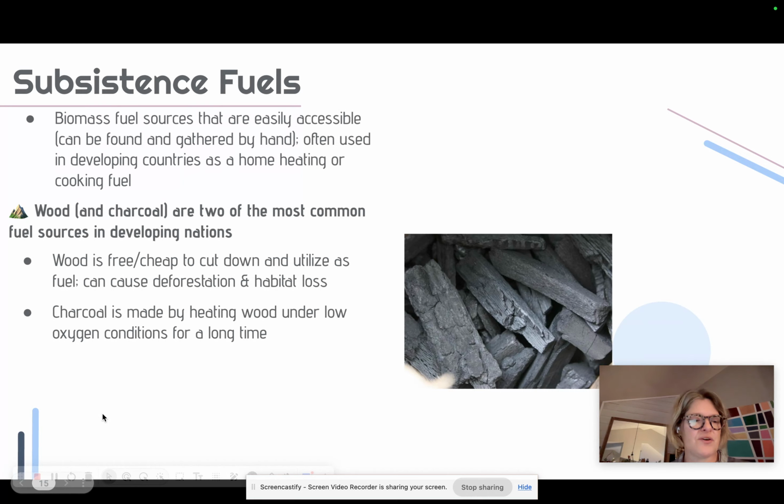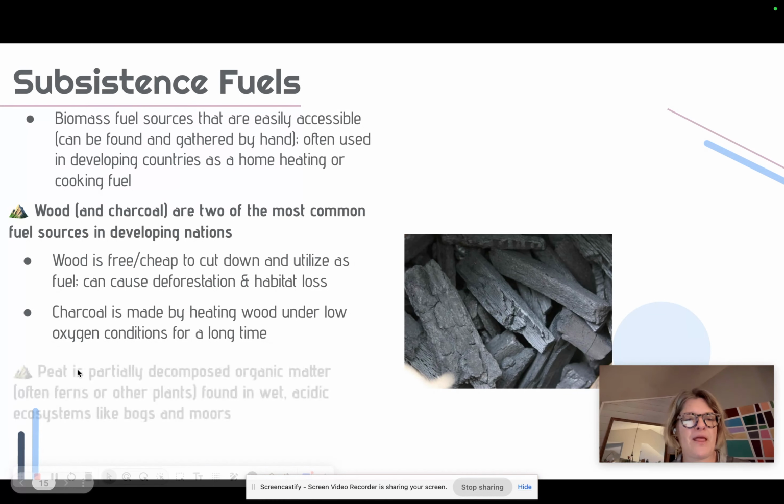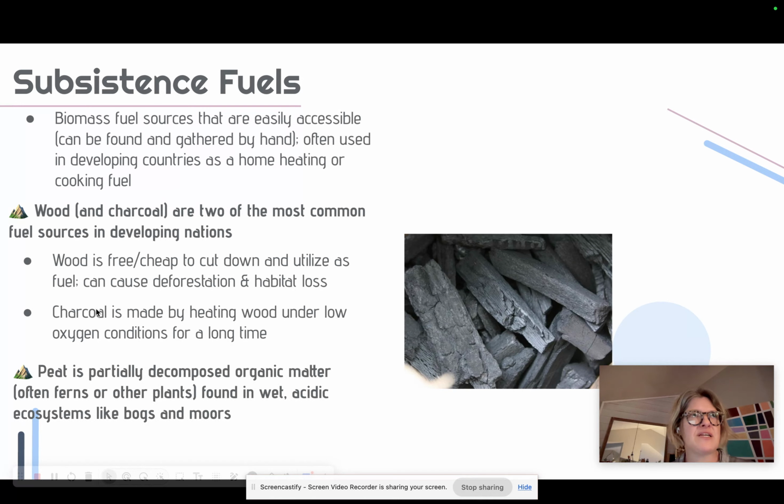Charcoal is another tragedy of the commons because you're just wandering around finding your charcoal. It's made by essentially heating wood under low oxygen conditions for a long time. Basically, you're turning that plant material into charcoal. You're kind of speeding up the decaying process.